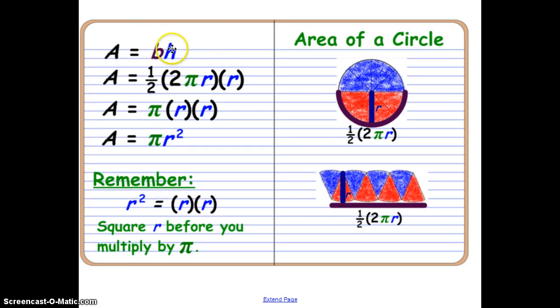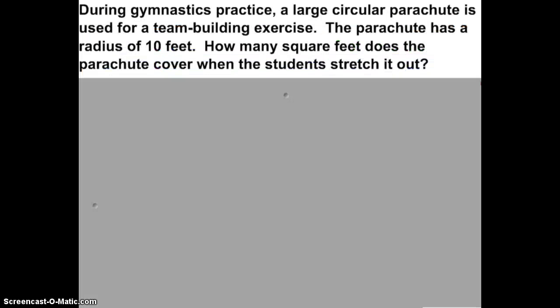So in summary, if we replace parts of a circle, once they've been rearranged for a parallelogram, we can go from the area of a parallelogram to the area of a circle. Keep in mind that r squared means r times r, and you must do that before you multiply by pi. Let's go through some examples. Read your problem and work it, then check it with me.